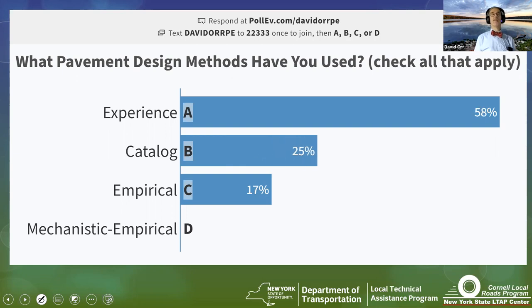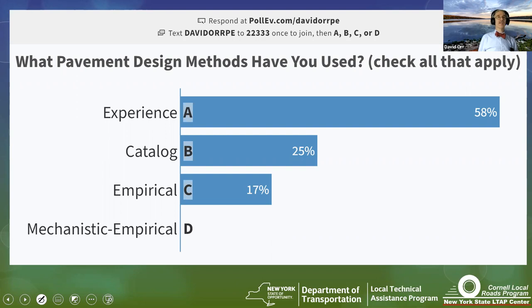By far the most common is experience, by the way, when we've done this. A catalog, very common for local roads. Very, very common. Almost everybody has done that at some point in their life. They've done some kind of thing like that. So keep that in mind. And developing a catalog is not a bad technique. You may even want to think about doing that even after you use some of these other techniques. What the state is doing makes a lot of sense, to develop a catalog.